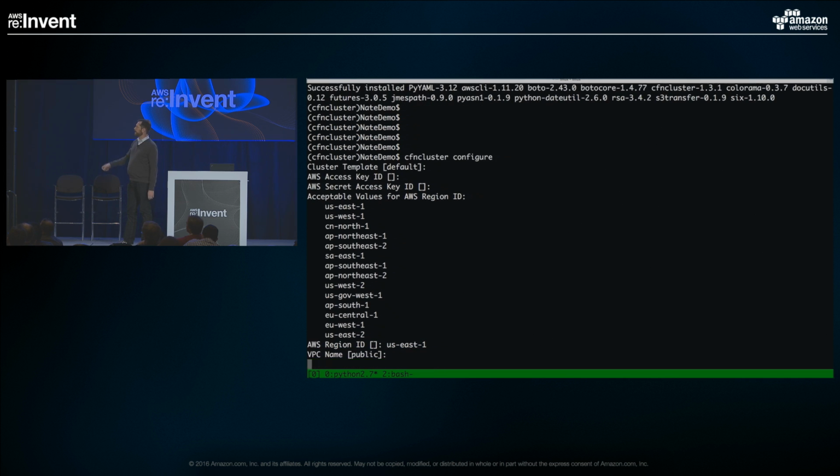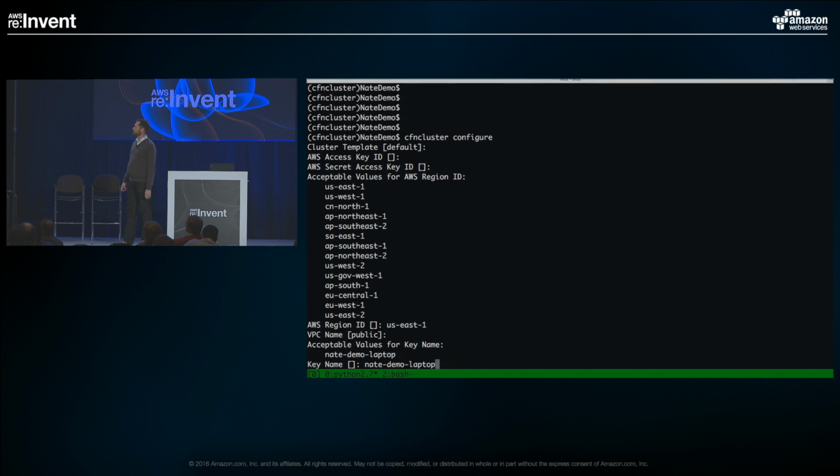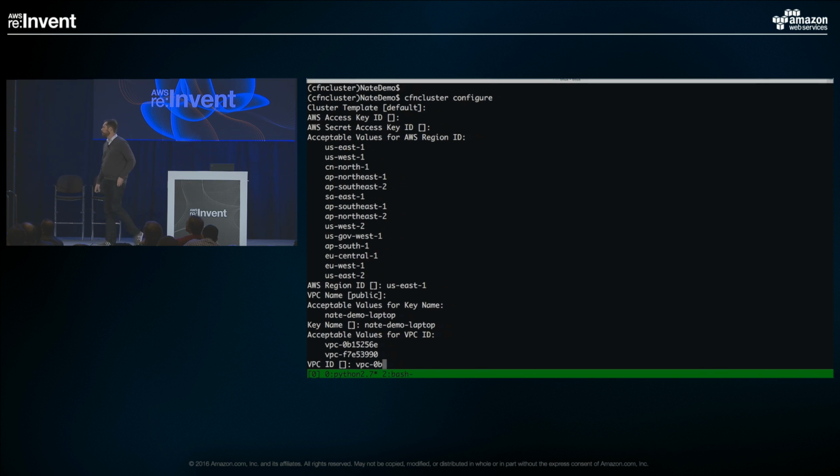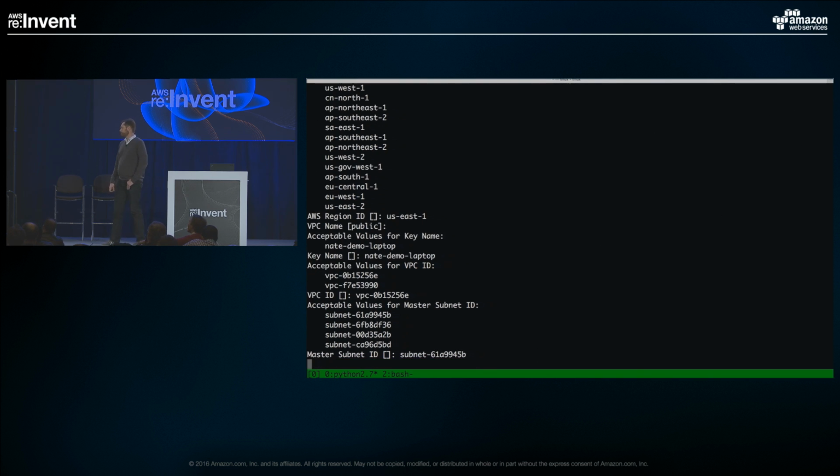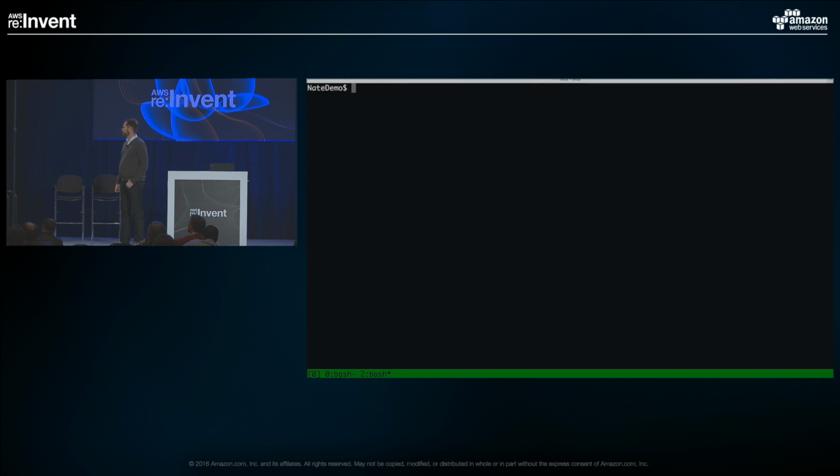I skipped over access key and secret key because those are already in my environmental variables. I picked a region, picked a SSH key, picked a VPC. That's actually just the default VPC in my account. Pick a subnet. I just randomly picked one of the 4. And the configuration part's done. So what we'll do is we'll go edit that config file.